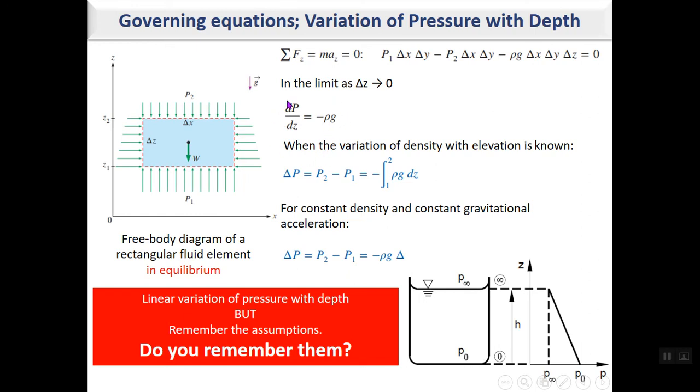So if you integrate this equation between 2 points, you'll reach the conclusion shown here. And for constant density and constant gravitational acceleration, you can take rho and g outside the integral, and you reach the simple conclusion shown here.